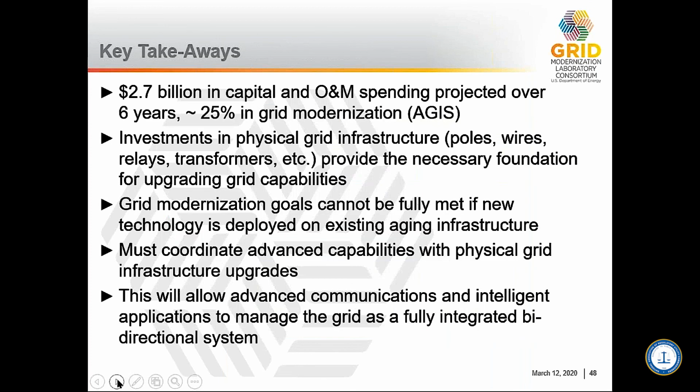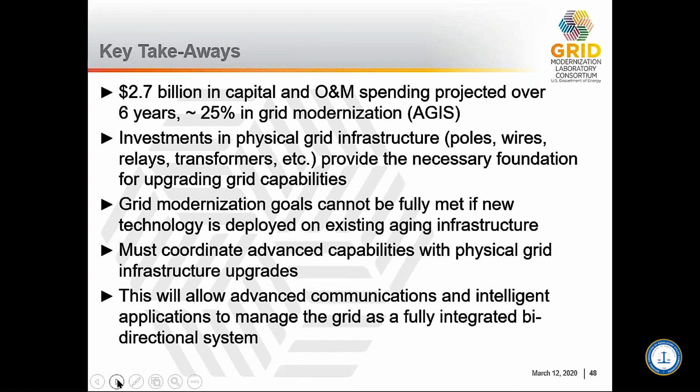On my final slide, the key takeaways, there's about $2.7 billion, with a B, in capital and O&M spending projected over the next 5 to 6 years. 1/4 of this is on grid modernization, or AGIS, and the details of this are in the extra slides which you have. The investments in the physical grid infrastructure, the poles, the wires, the transformers, the relays, etc., provide the necessary foundation for upgrading the grid capabilities.